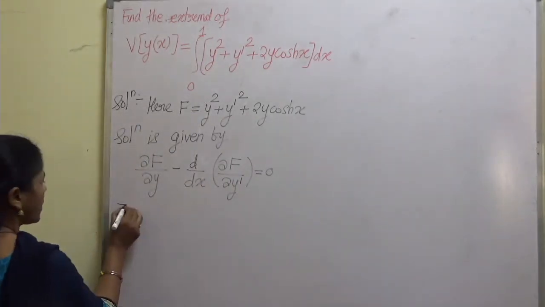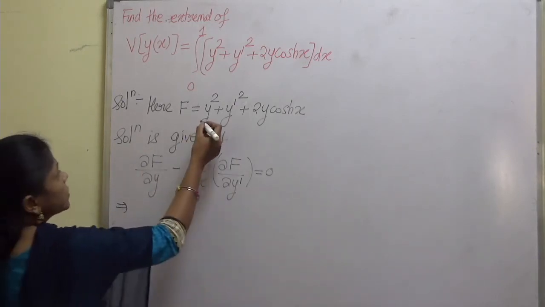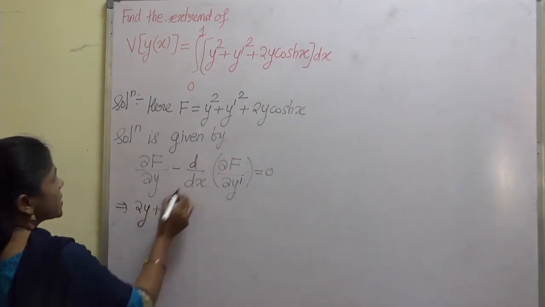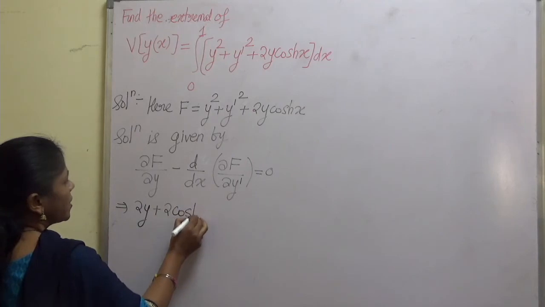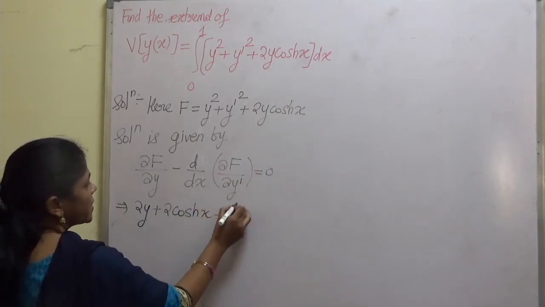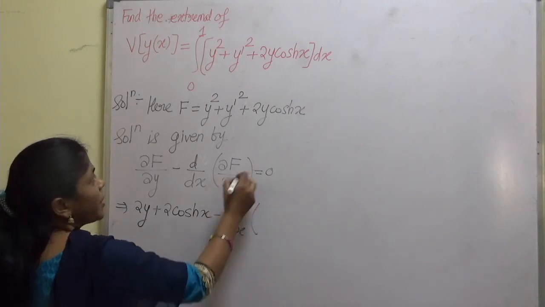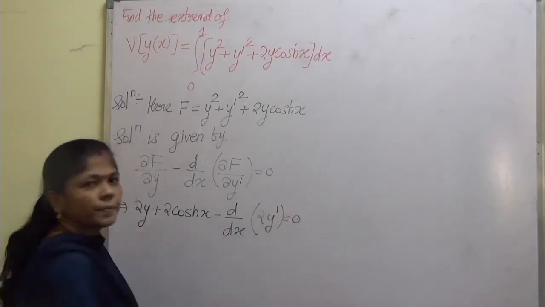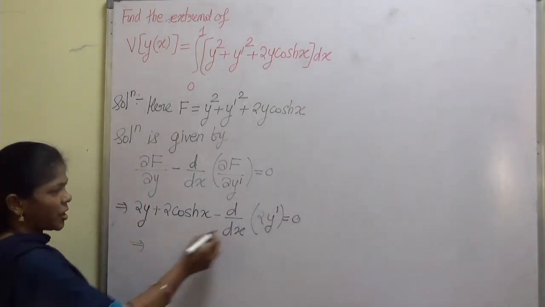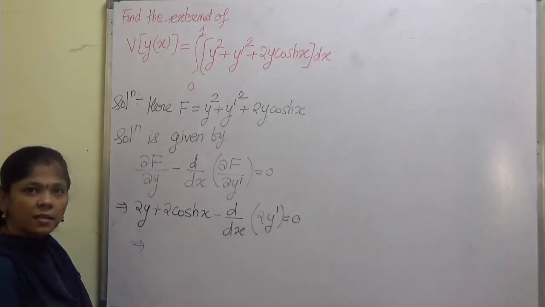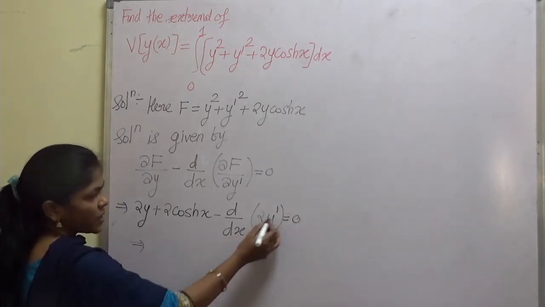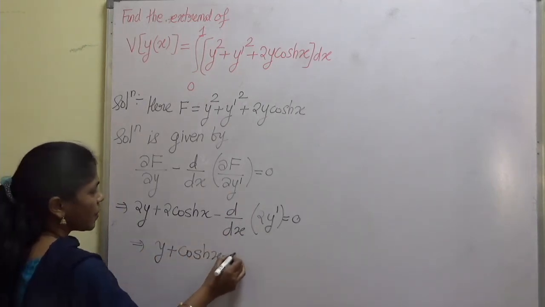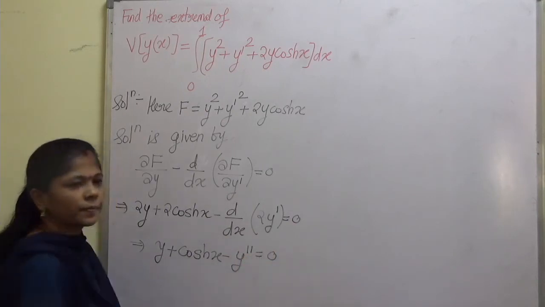Find out these two values, del f by del y. So differentiate this. Derivative of y square is 2y, then derivative of this is plus 2 cos hx constant, derivative of y will be 1, then minus d dx of del f by del y dash. That will be 2y dash equal to 0. Now again differentiate. You can take 2 common, 2 will get cancelled. Derivative of y dash with respect to x will be y double dash. So what we have? y plus cos hx minus y double dash equal to 0.